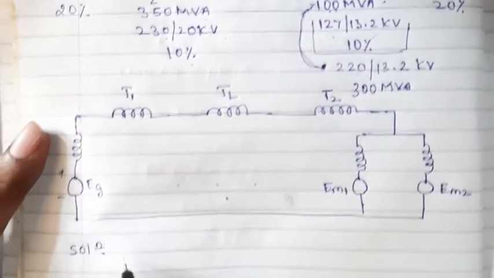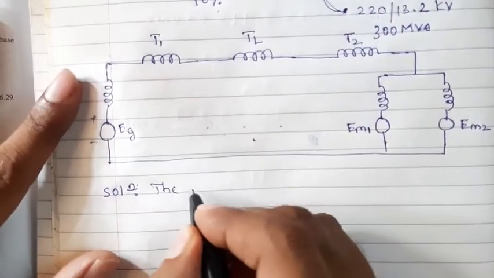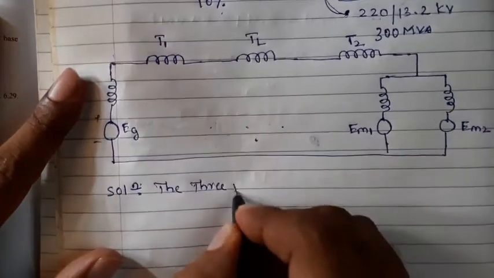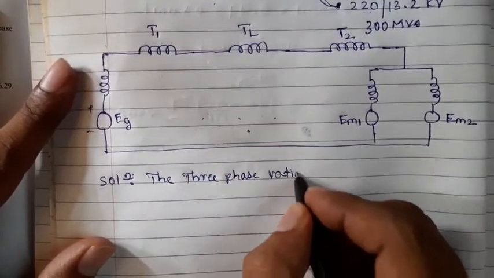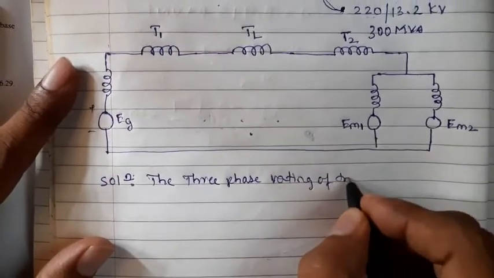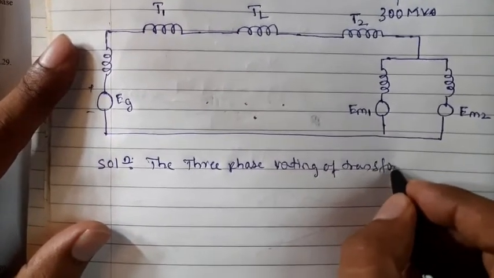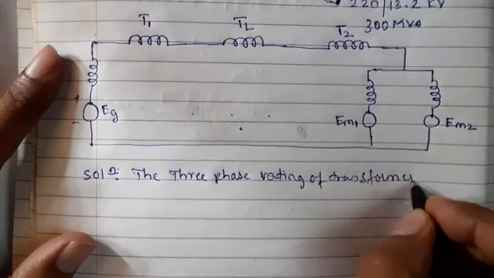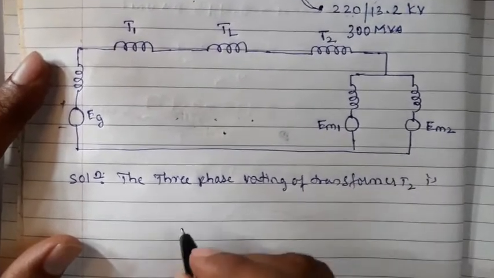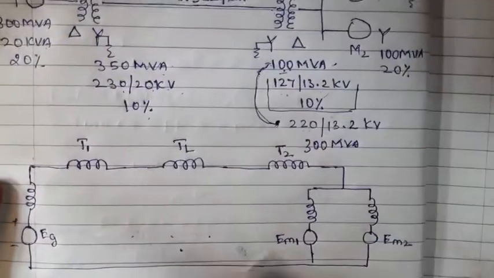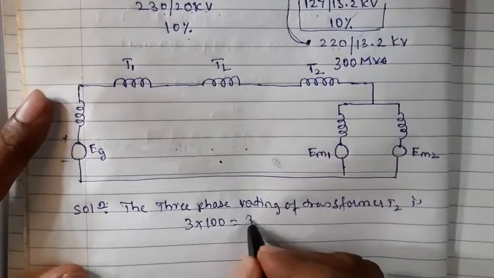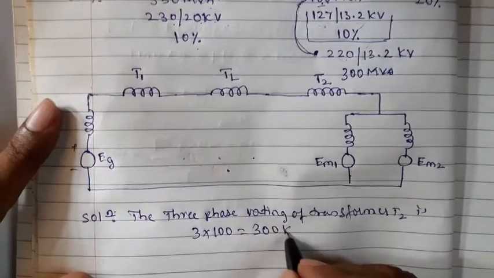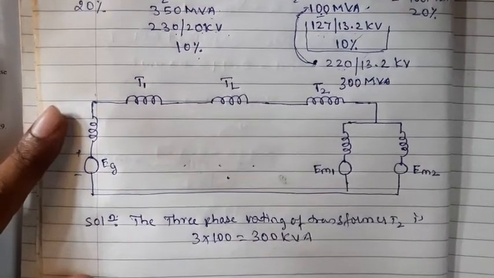So we will find the three phase rating of transformer T2, which is 100. So rating 100 into 3 is equal to 300, that becomes 300 MVA.